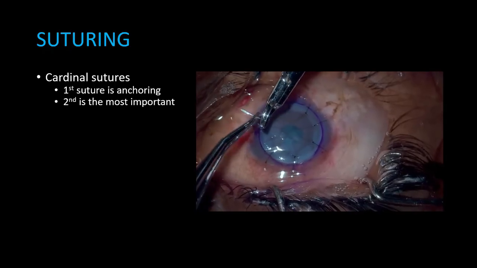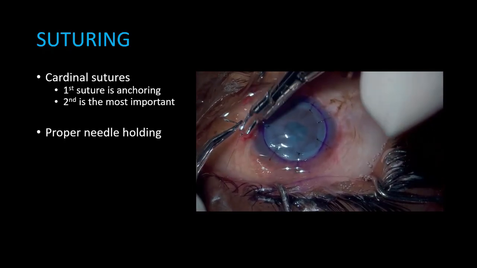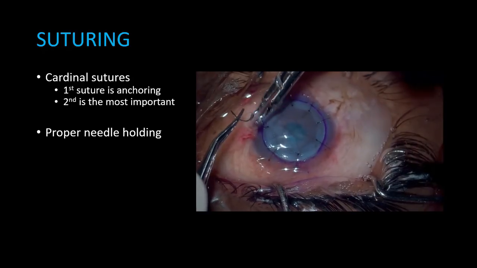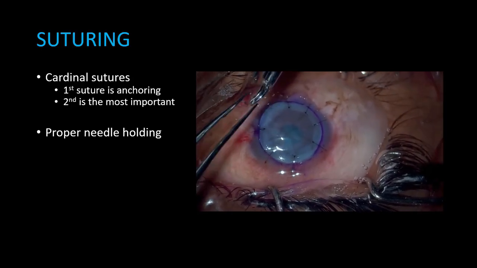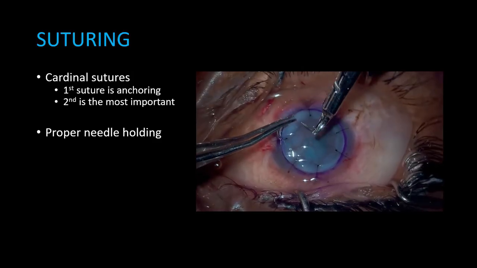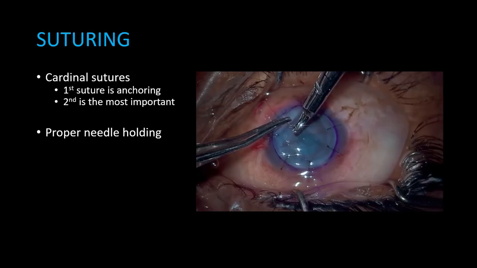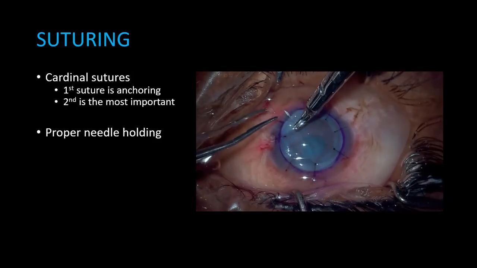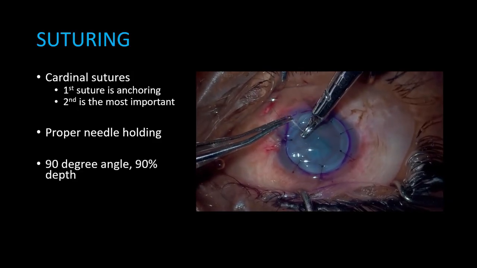So the proper way of holding the needle would be to hold it at the superior 1/3 and inferior 2/3 junction, with the needle making a 90-degree angle with the needle holder. And then when you take a bite, the needle has to be at a 90-degree angle, 90% depth, a lot of 90s over here.